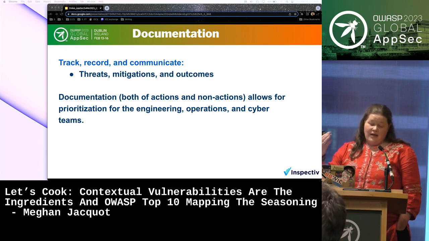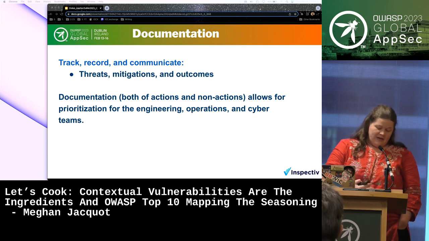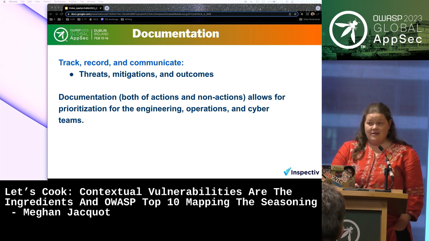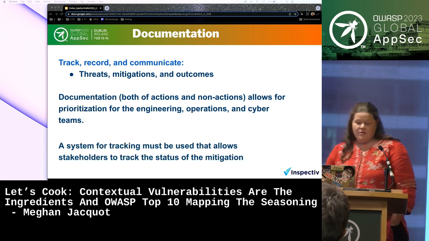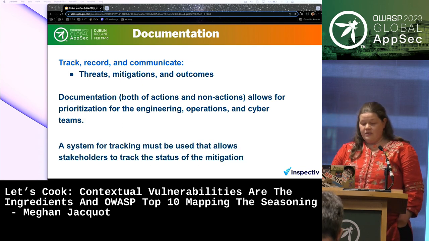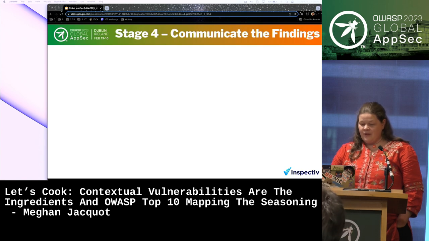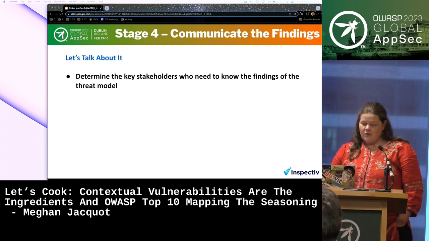So you have a vulnerability you've identified. You've decided that you want to mitigate it. You now need to test it, right? Like, did it actually work, the mitigation? And so you need to be able to track all those different pieces to what you're doing.